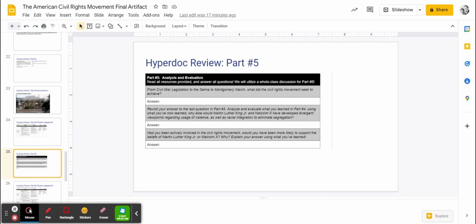So that is something that would be included. And then I asked students to kind of finish with this idea of, had you been involved in the civil rights movement, would you have supported Martin Luther King Jr. or Malcolm X? And they have to do that explaining what they learned, using what they learned.